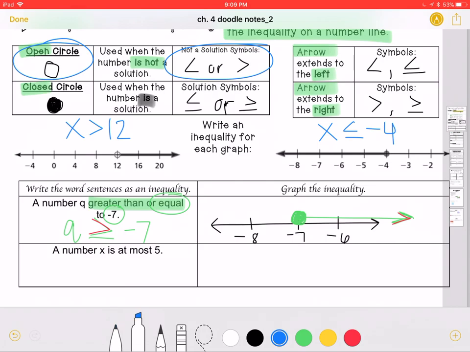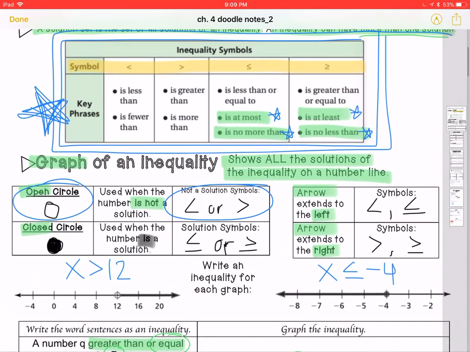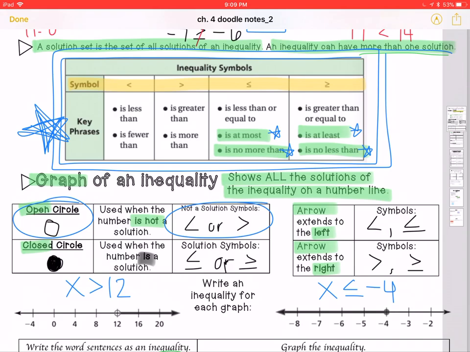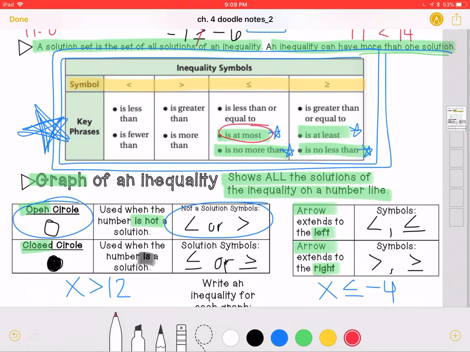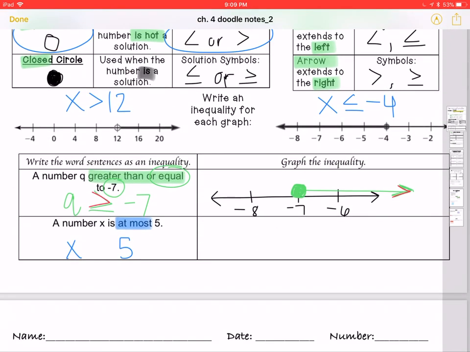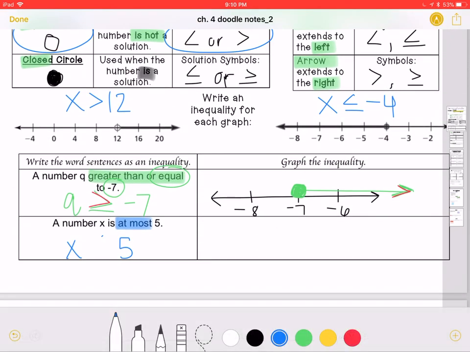All right, next one. A number x is at most 5. So x, 5. Now, which inequality symbol shows at most? If you need to, remember you have this table. Look for that keyword, at most, and what symbol goes with it. So I found at most. Oh, look, it's the same thing as saying less than or equal to. So let's draw that. Because the most the number can be is 5. So that means I want numbers less than or equal to 5.